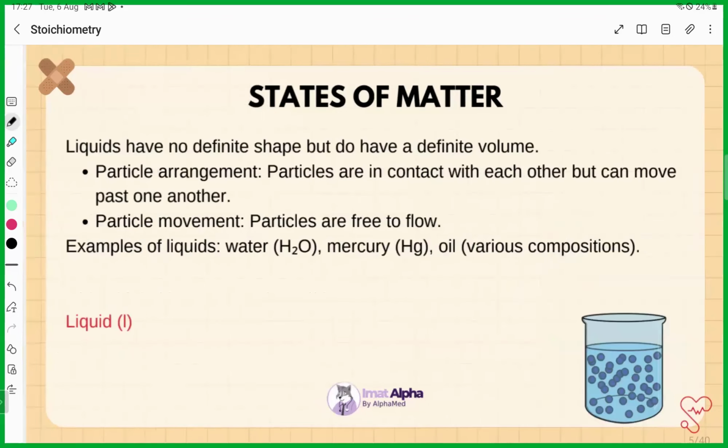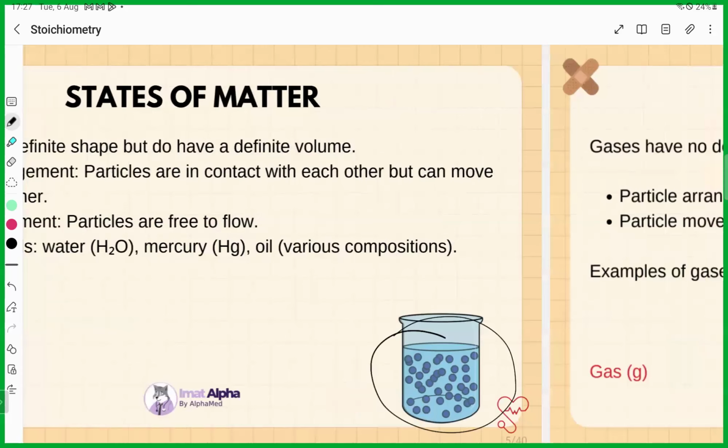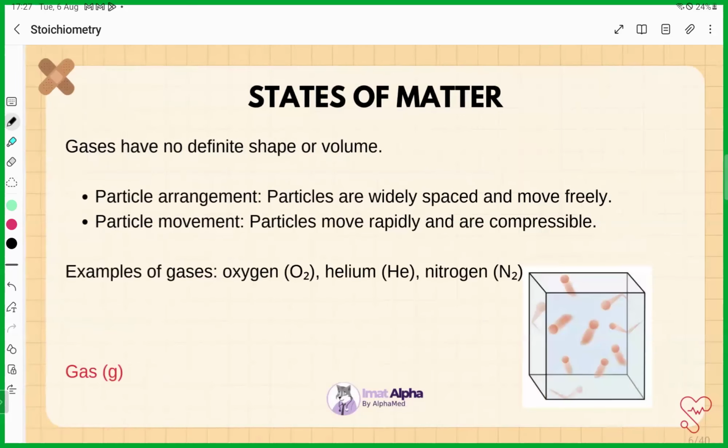Liquids, of course, don't have a definite shape. They take the shape of the container, but they have a definite volume. And the particles, as we said, are almost in contact, but not fully in contact. There's a distance between them, and they are free to flow. Gases, as we said, are super far from each other, with a very huge distance between particles, and they are compressible.